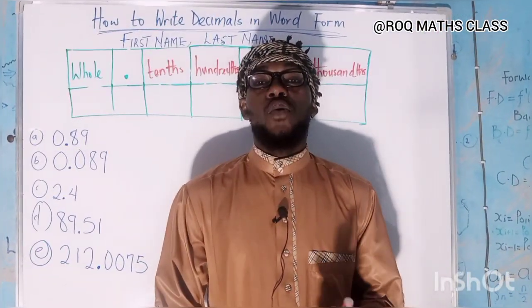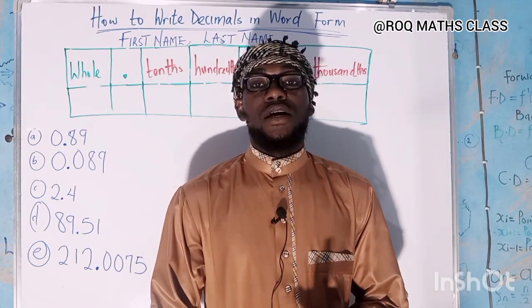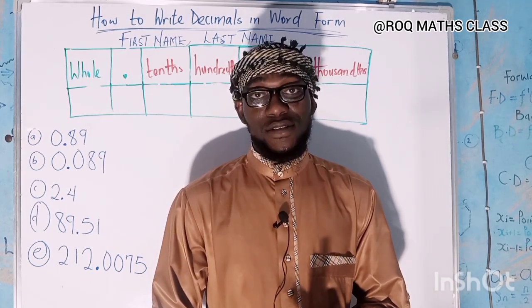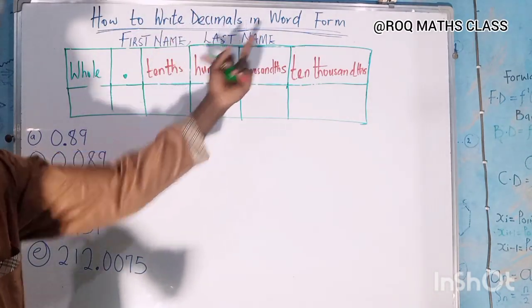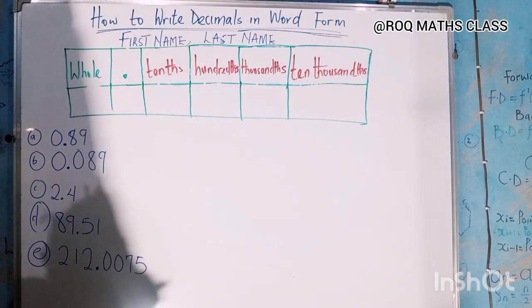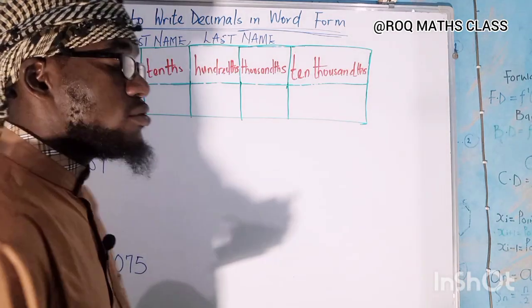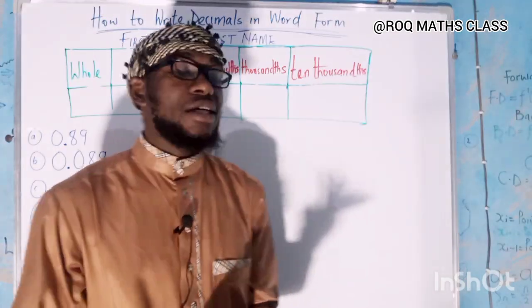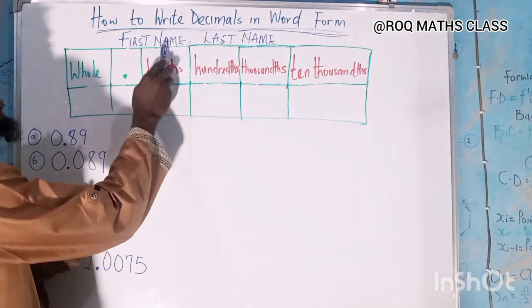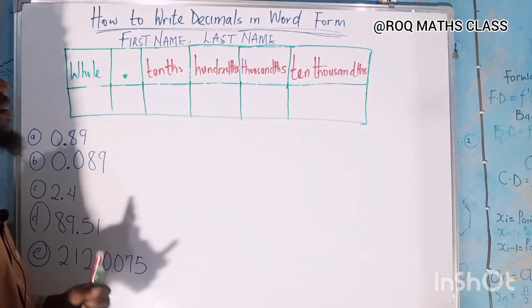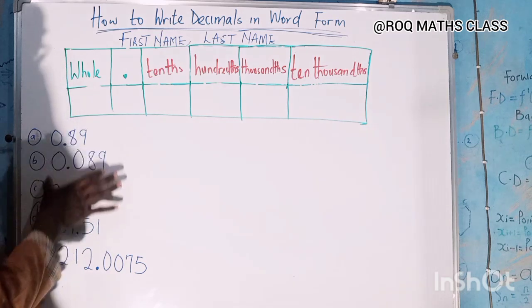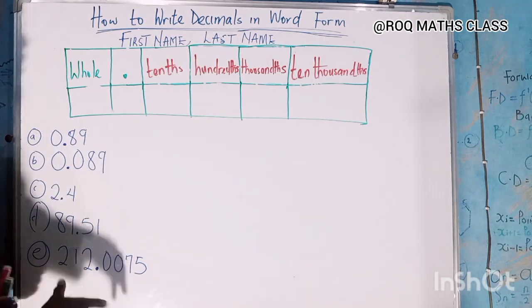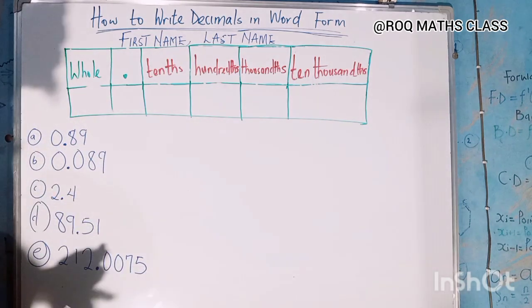Good day, viewers. Welcome to our math class. Our topic for today is how to write decimal in word form. Before you can do this, we have to understand what is called the first name and the last name. And we are going to make use of this table to break down this decimal number, so we'll be able to write it in word.